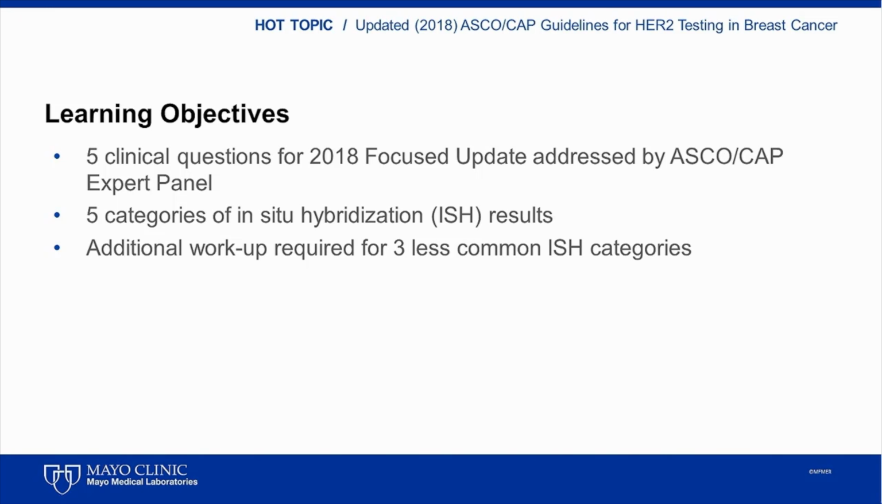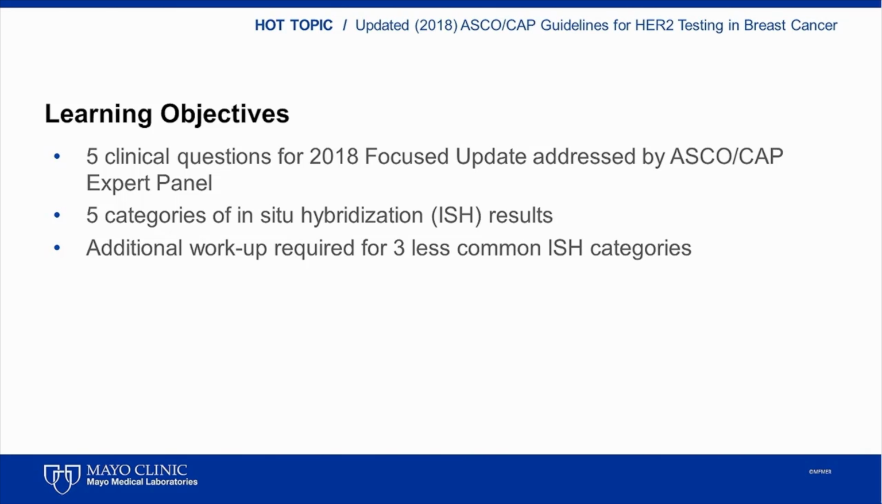Second, you will be able to describe 5 categories of in situ hybridization, or ISH results, as defined by ASCO CAP in the 2018 focused update. Third, you will understand the appropriate workup for these 3 categories of results that represent less common patterns encountered in ISH testing for HER2 status in breast cancer.